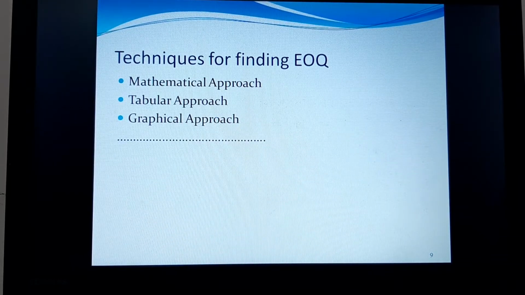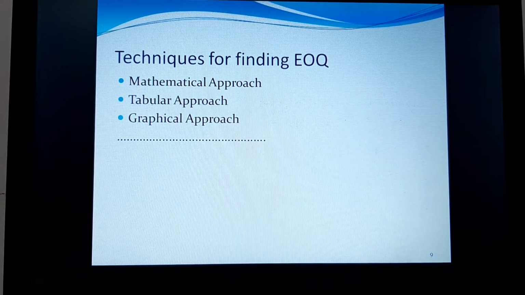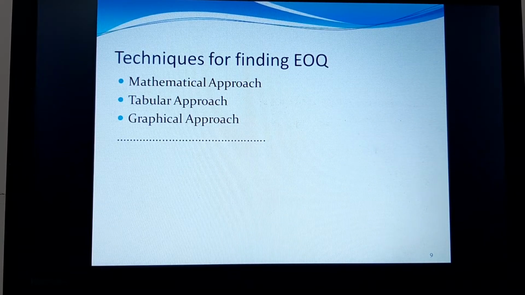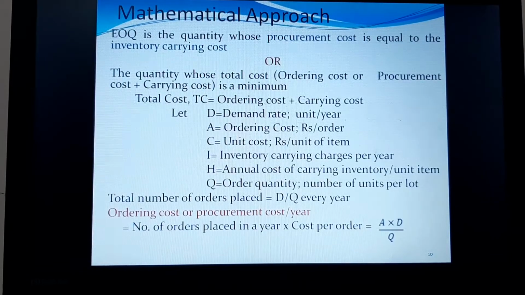Now, there are different techniques for finding this economic order quantity, out of which we have three major techniques. The first one is the mathematical approach, the second one is the tabular approach, and the third one is the graphical approach. The second and third ones we will just go through at a glance, that's all. But the mathematical approach we will go through in detail, because similar types of questions have been asked in university exams also. So let us see what this mathematical approach is.